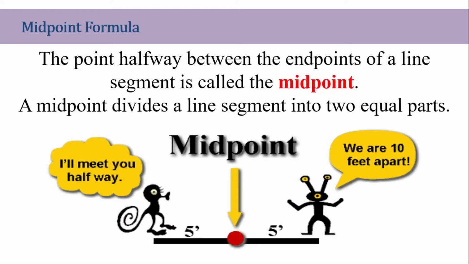The point halfway between the endpoints of a line segment is called a midpoint. A midpoint divides a line segment into two equal parts. So as you can see in the illustration, the midpoint is between this endpoint and this endpoint, and it is located at exactly half or halfway between the two endpoints.